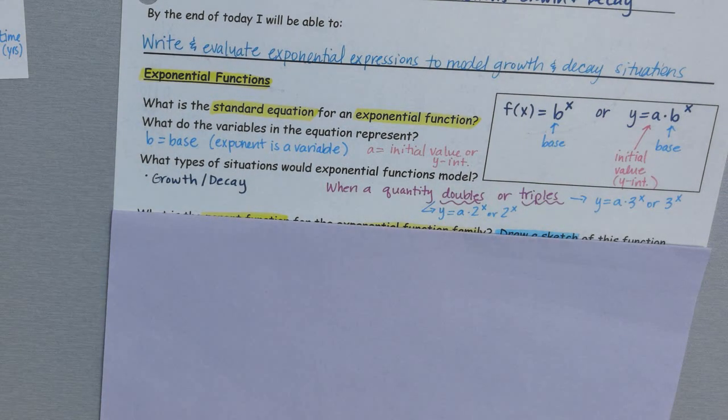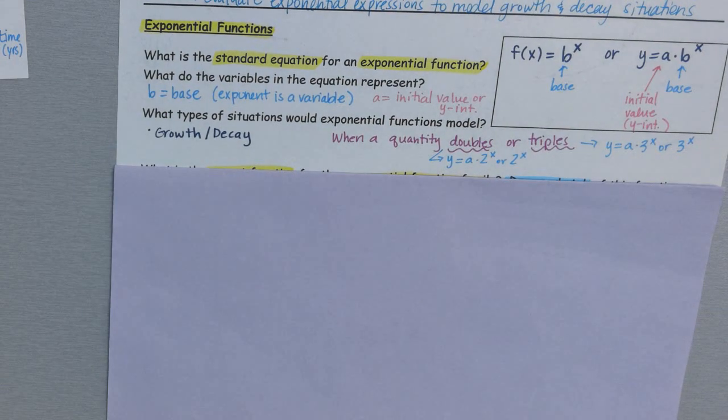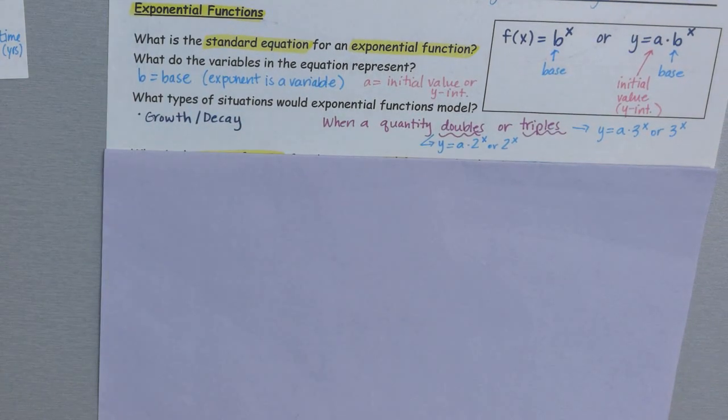Many times we'll see quantities double. Okay, so sometimes a quantity will double or triple. And so you can write down any of those that we just talked about, right? So there's situations with money. There's situations with disease and population. Those are all great examples.